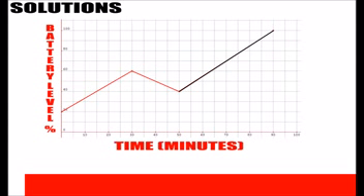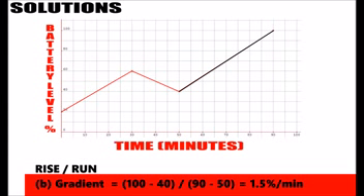B. To find the rate of increase in the battery level, we need to calculate the gradient of the line from the 50th minute to the 90th minute. This can be shown in an equation. Gradient is equal to 100 minus 40 over 90 minus 50, which is equal to 1.5% per minute.